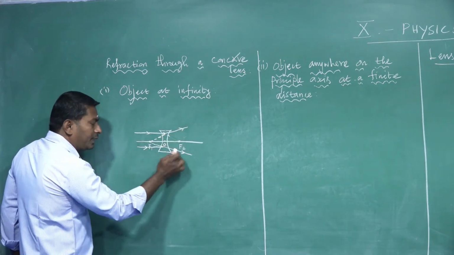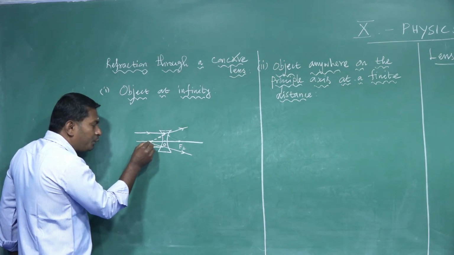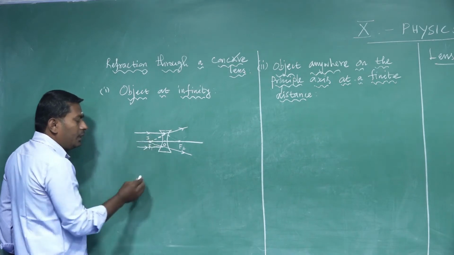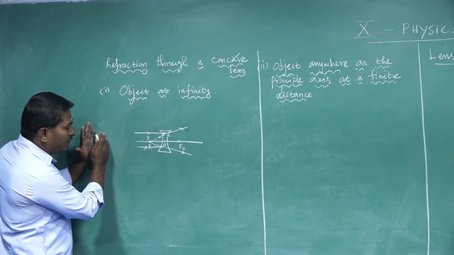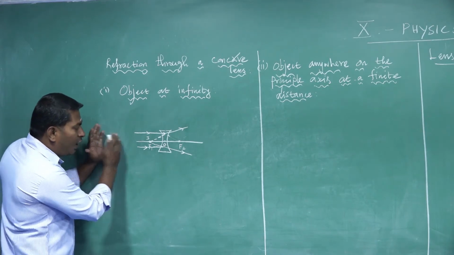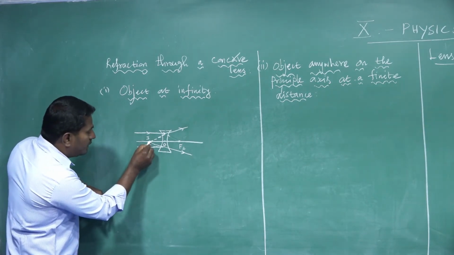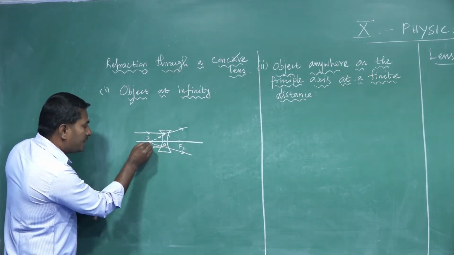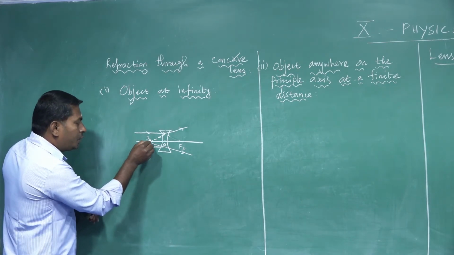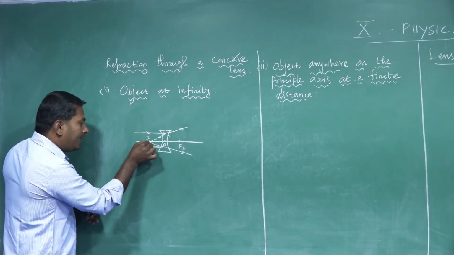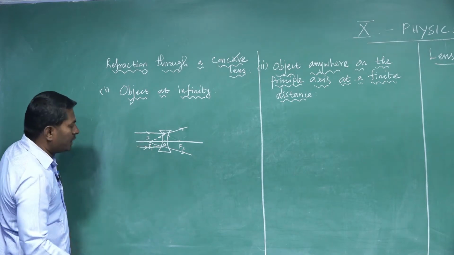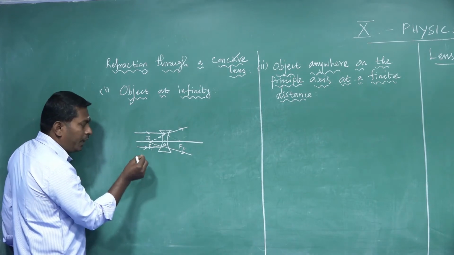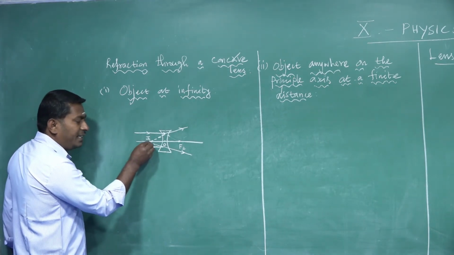When these two refracted rays appear to be diverged from this point on the principal axis, the image will be formed. So initially the object is placed one side of the concave lens at infinite distance. After refraction, those refracted rays appear to be diverged from this point on the principal axis. That point is called principal focus. So the image is formed at this point on the principal axis, at the principal focus. So that image is a very small image, also called a point size image.